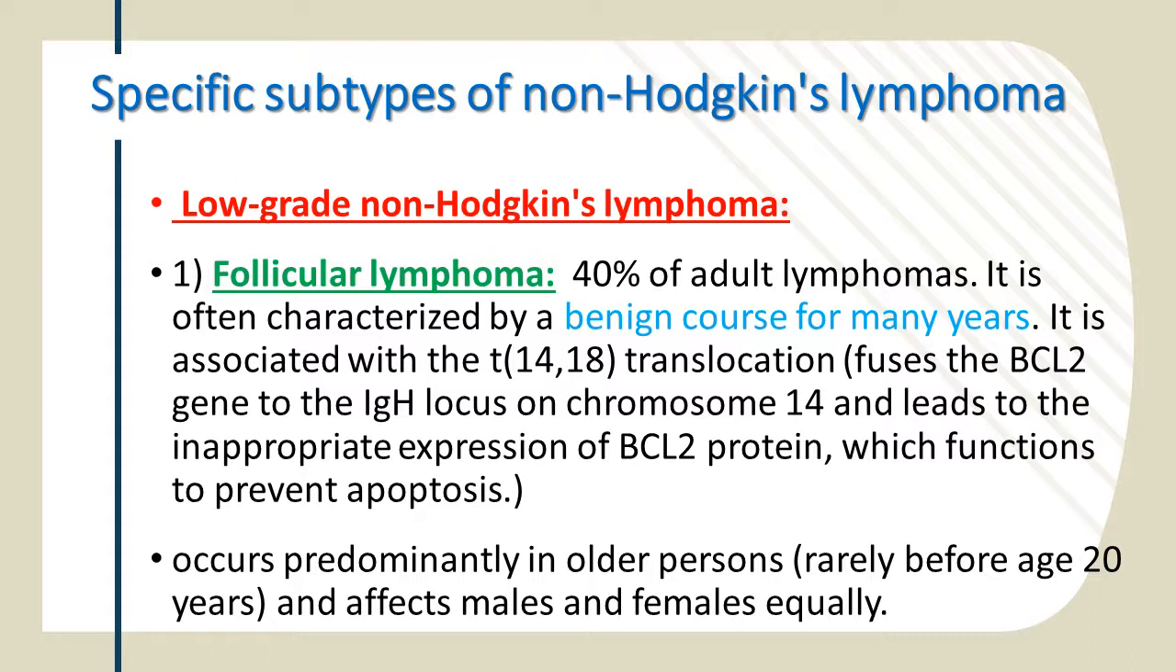In addition, whole genome sequencing of follicular lymphomas has identified additional mutations in genes encoding histone-modifying proteins in about one-third of cases, suggesting that epigenetic changes also contribute to the genesis of these tumors. Follicular lymphomas occur predominantly in older persons, rarely before age 20 years, and affect males and females equally.